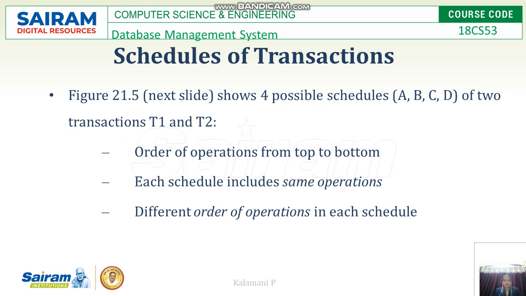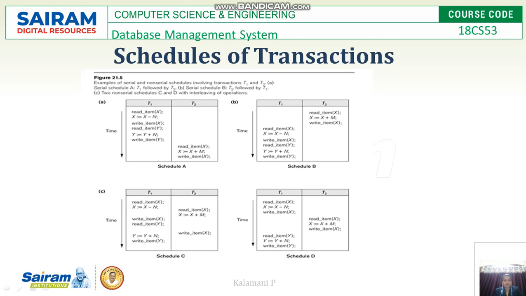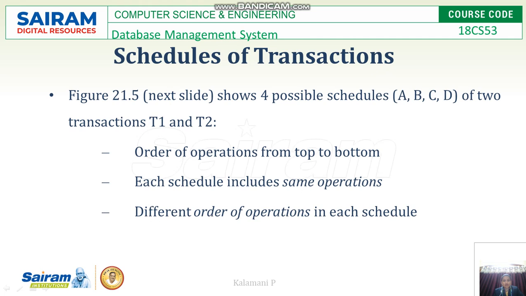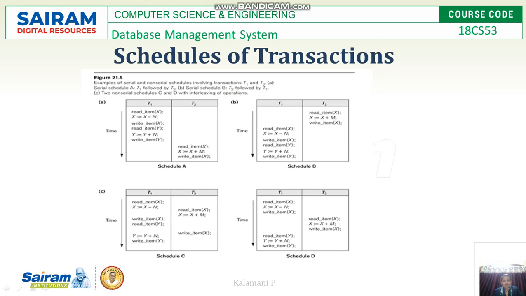So, the four possible schedules are shown for the transactions T1 and T2. We have four schedules: schedule A, schedule B, schedule C, schedule D. In each schedule there are two transactions, T1 and T2, and the operations are performed from top to bottom and left to right. Each schedule includes the same operations, but in a different order.